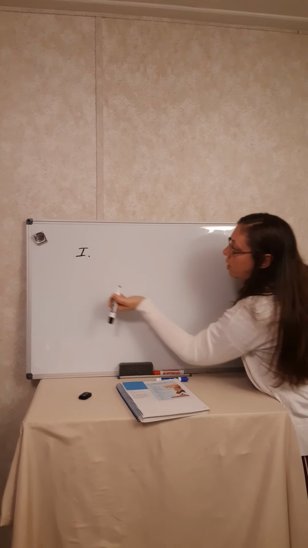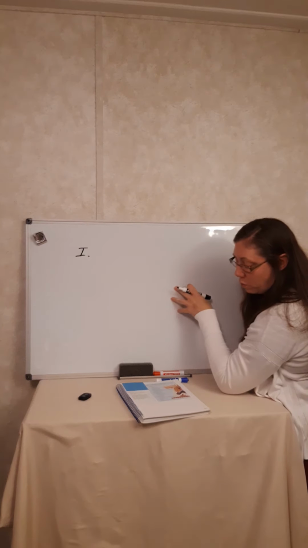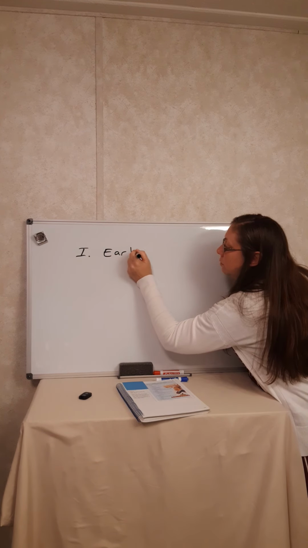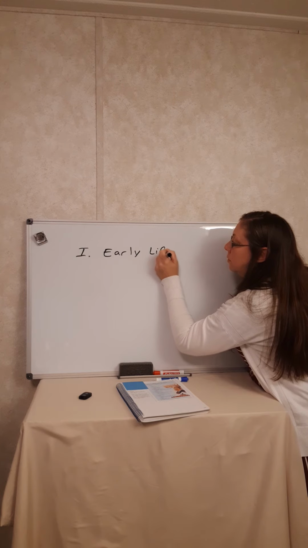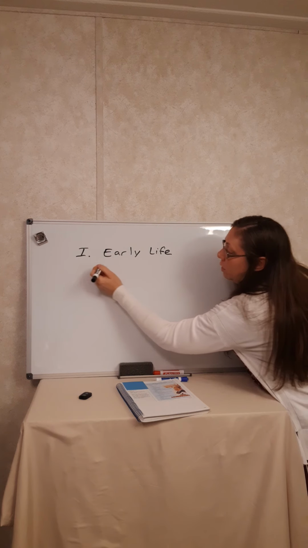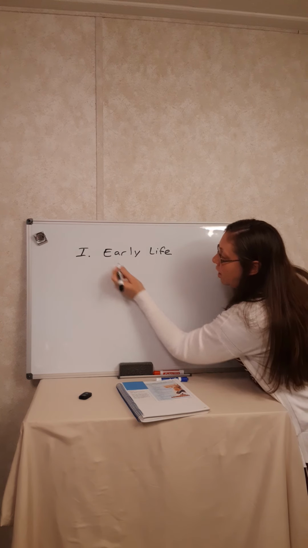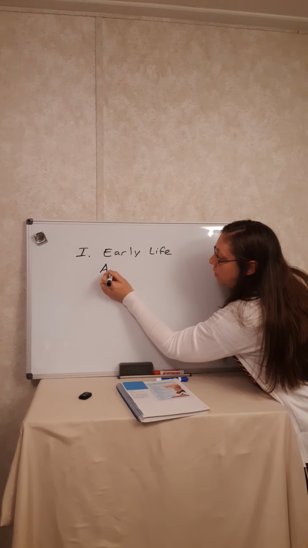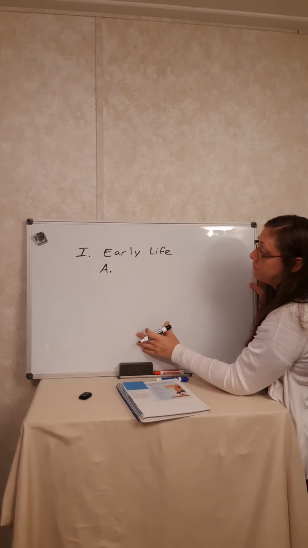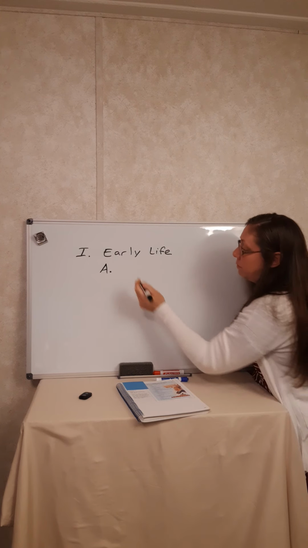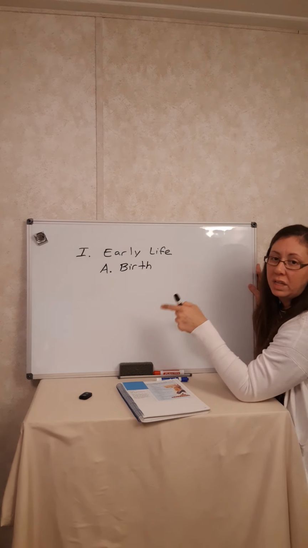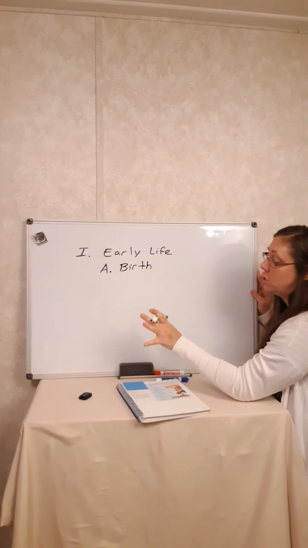So Roman numeral number 1, and I'll do the best I can since I'm stretching across this board. So early life. Now, that's what you'll write. Underneath early life, letter A, and letter A will line up with the first letter right here in early life. This is the way you'll do every section, okay? So letter A, birth. And this is where you will start filling in the information for your famous missionary.